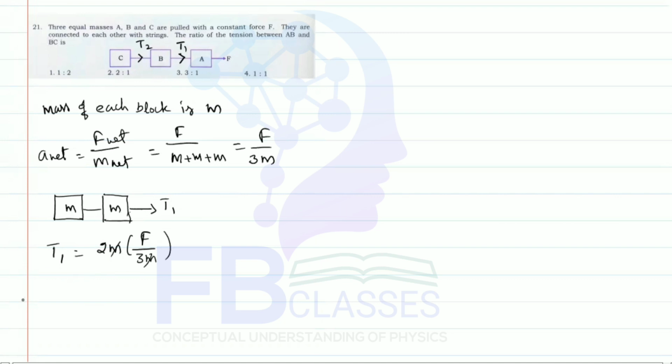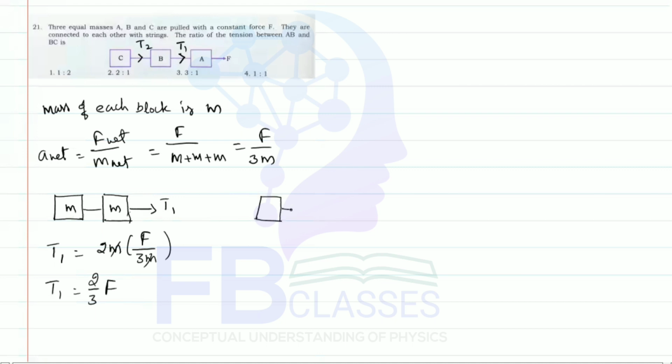The T1 value will come as 2F by 3. Yes or no? 2F by 3. So this is the T1. Now I am going to find out the T2 value.